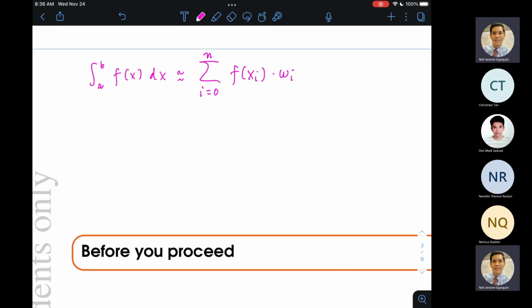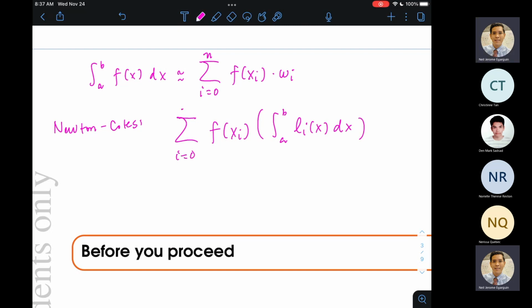So ito yung itsura ng isang generic quadrature rule. When we talk about the Newton-Cotes formula or the Newton-Cotes quadrature rules, ang itsura naman nung pang-approximate natin ay summation ng f of x sub i times the integral of the Lagrange interpolating polynomial over a to b, i going from 0 to n. So kung ano man yung given function values times the integral of the associated Lagrange interpolating polynomial, and this guy serves as the weights w sub i for each of the function values.